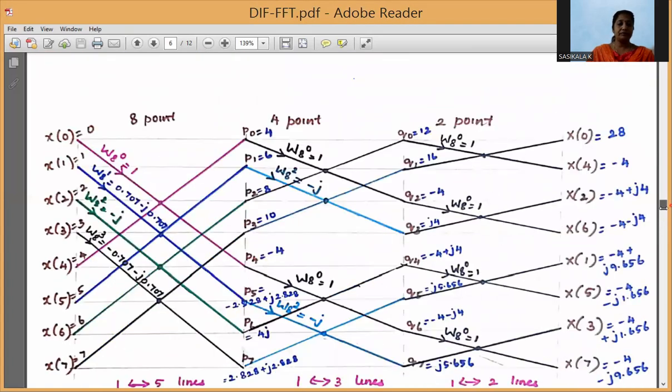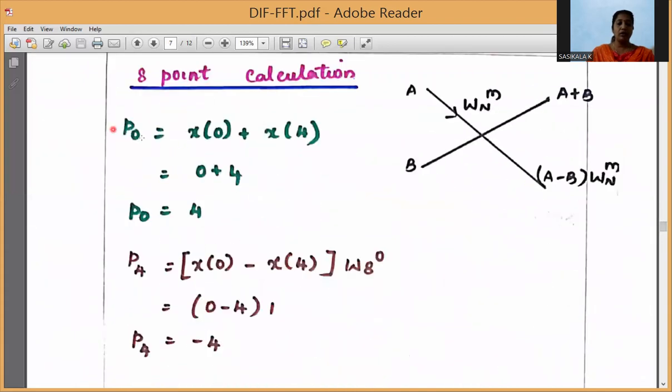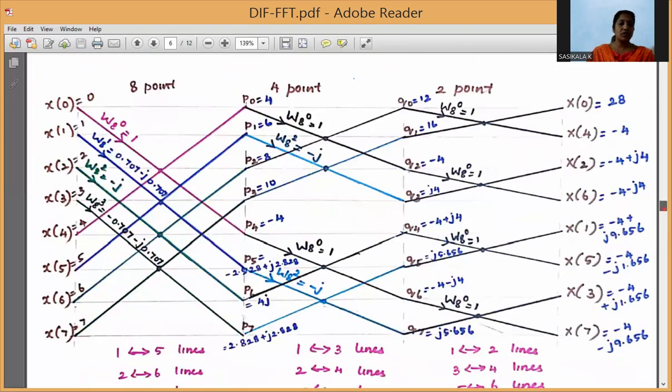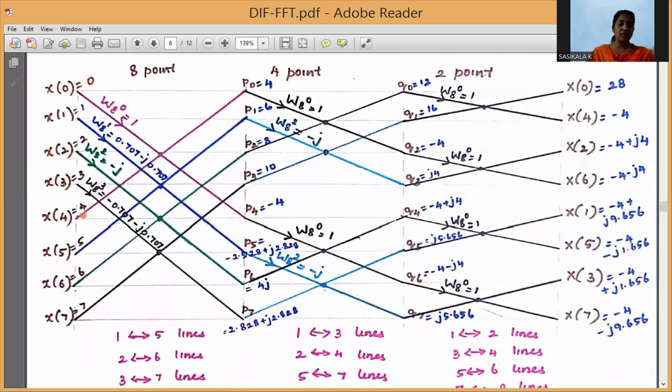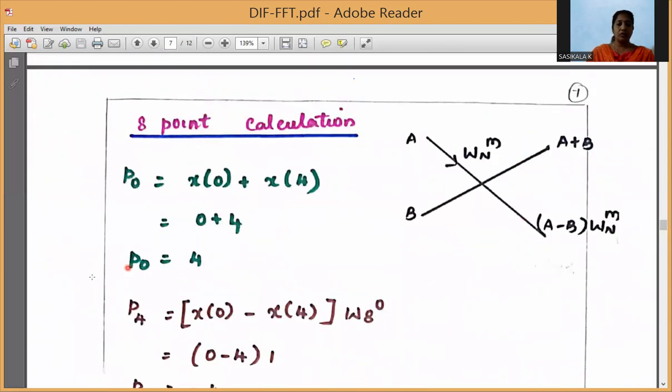Okay. Now, for the first butterfly, x of 0 and x of 4 are the inputs, and the first output is the first input plus second input, that is x of 0 plus x of 4. So listen, P naught is equal to x of 0 plus x of 4. And what is x of 0's value? X of 0's value is 0 and x of 4's value is 4. So P naught is equal to 0 plus 4, which is 4. So the first output is 4.